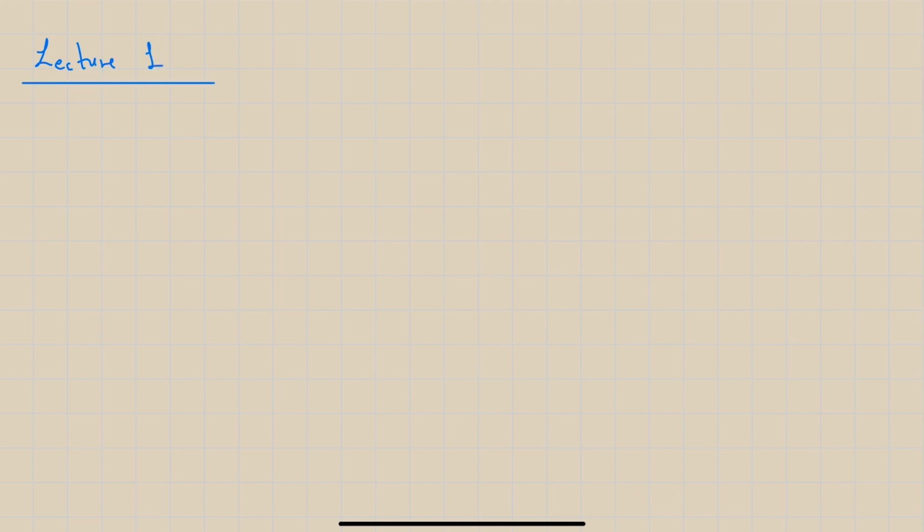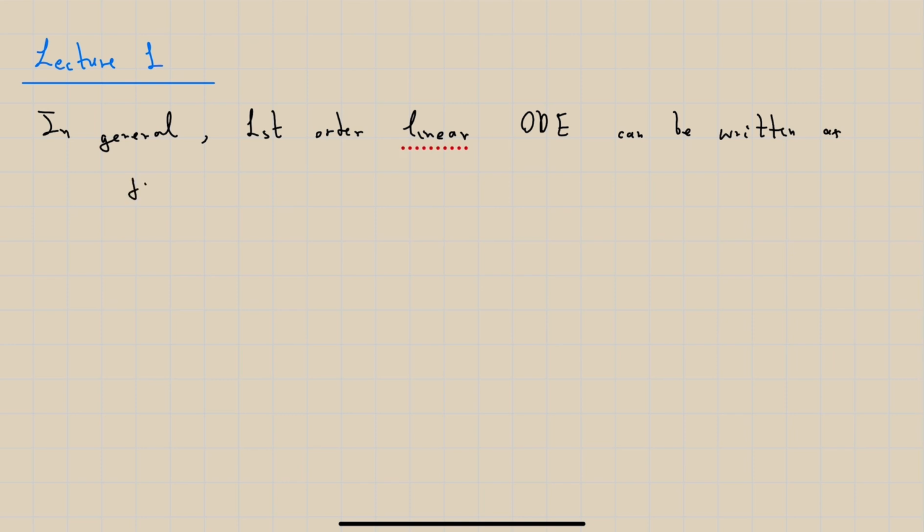Well, in general, the first order linear ODE can be written as the following. So we have dy/dx plus some function p(x) times y is equal to f(x). It is important that p and f are just functions of x.